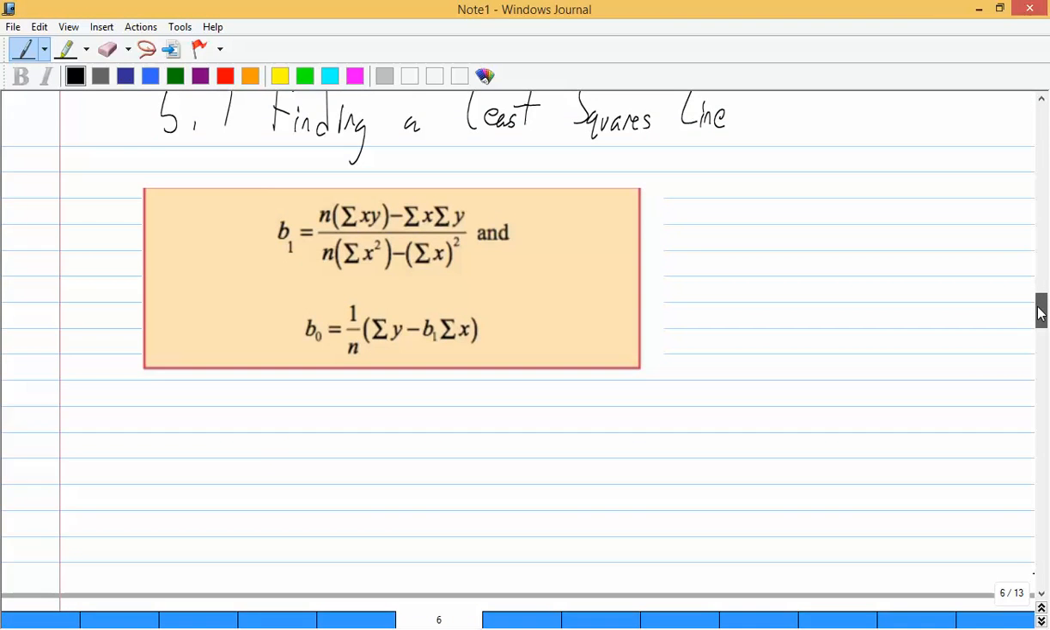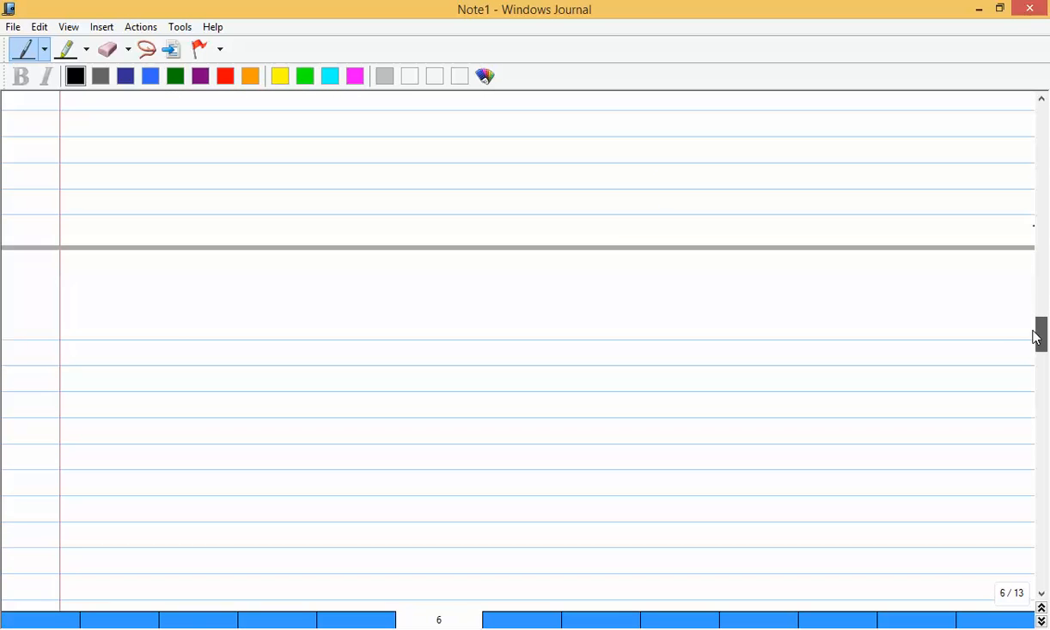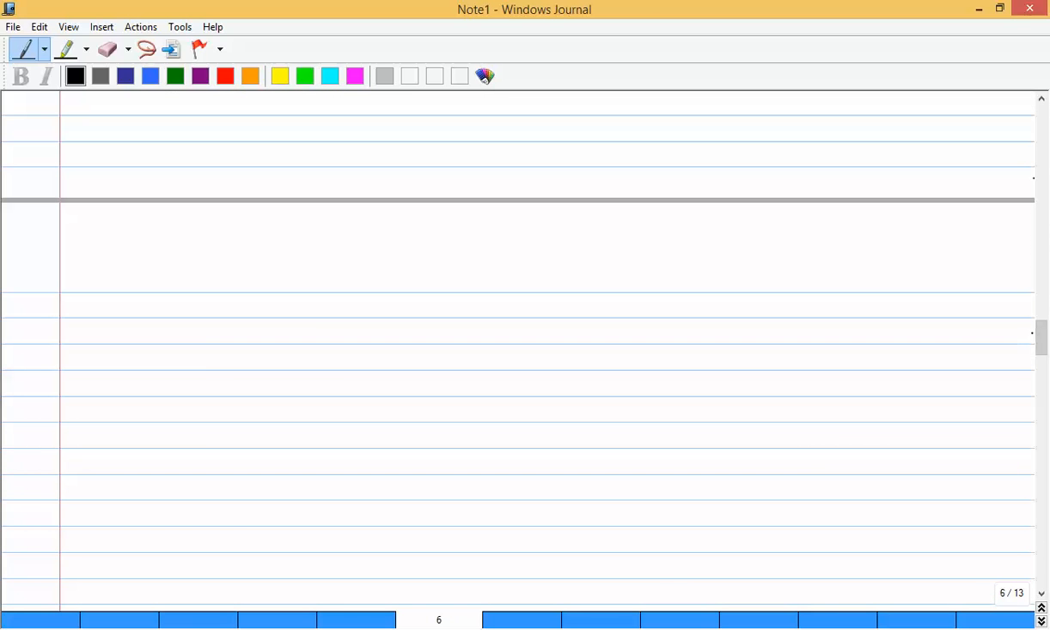Alright, so that was 5.7 and 5.8. 5.9, another really small section, interpreting the regression equation.